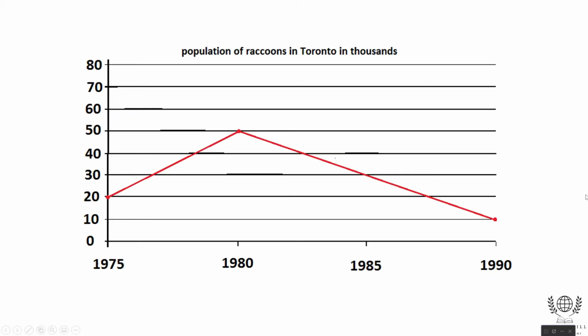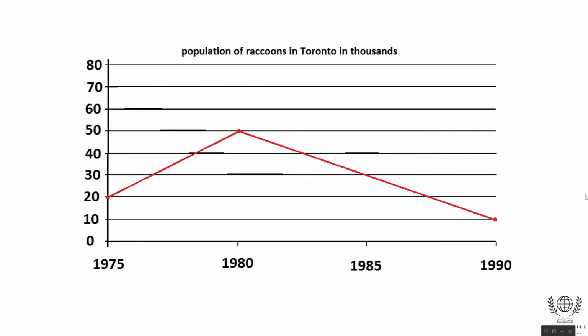So we're going to take a look at this chart when describing although, and here we have a very easy chart, an easy trend, describing the population of raccoons in Toronto in thousands. On the left side of our graph, we have the numbers of raccoons in Toronto, and then we have a scale of a year timeline every 5 years and a timeline of the population of raccoons in Toronto.